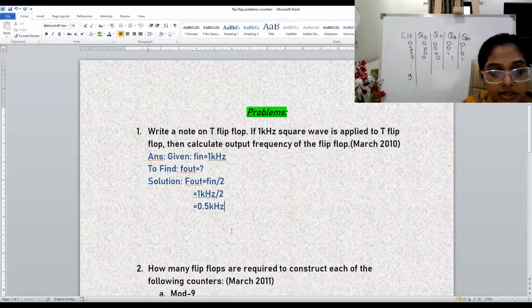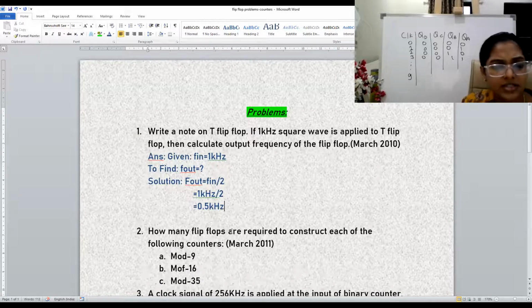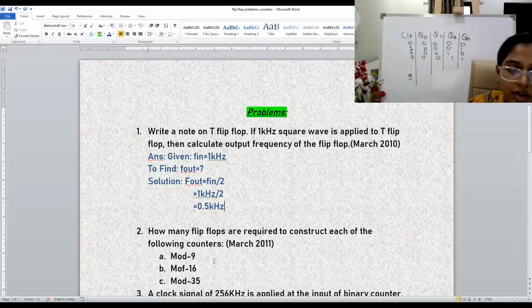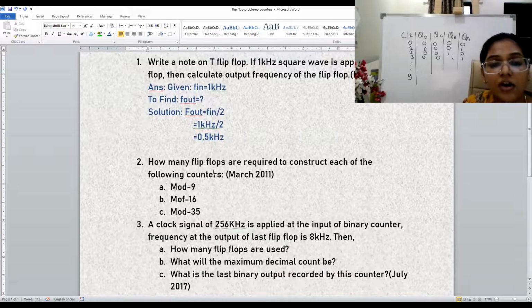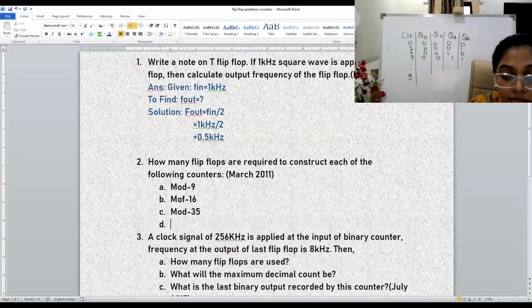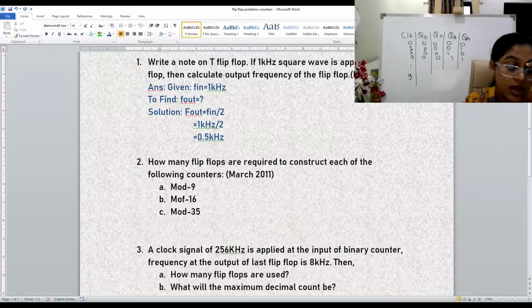फिर सेंटेंस में लिखना आउटपुट फ्रीक्वेंसी 0.5 किलोहर्ट्ज, ठीक है। नेक्स्ट, how many flip flops are required to construct each of the following counters. ये मैंने फॉर्मूला बताया है क्लास में। How do we solve this answer, how do we solve this?